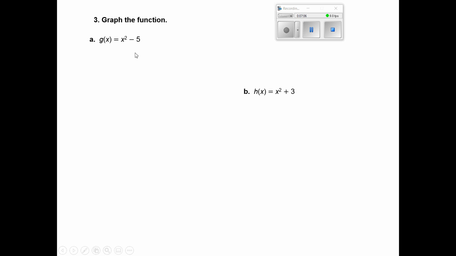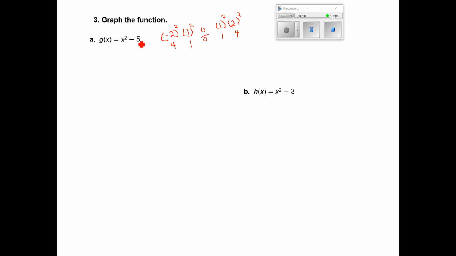Number 3 says graph the function. If I graph this function, I know I have x squared, and let's just face it, x squared is going to be, well, let's just say we have -2, -1, 0, 1, and 2. Well, this is just going to be -2 squared, right? So that's going to be 4, which means 2 squared will be 4. And then -1 squared, well, that's going to be 1, which means 1 squared will be 1, and 0 will be 0.